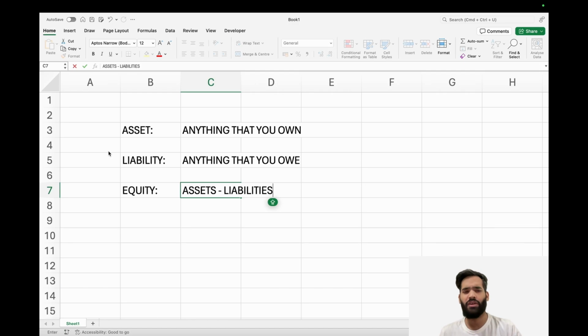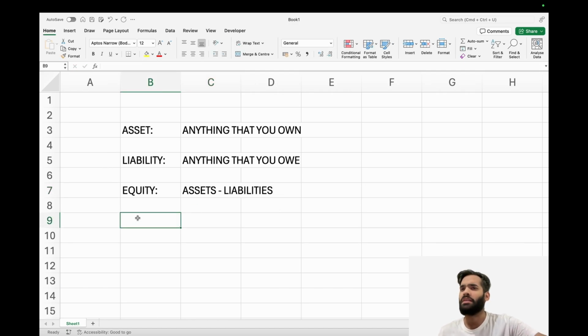Obviously there are many ways to think about equity. Some people say it is the net worth, which of course is not 100% accurate, but it's a pretty good way to understand what it is. So for now, I'll just say think of equity as assets minus liabilities.